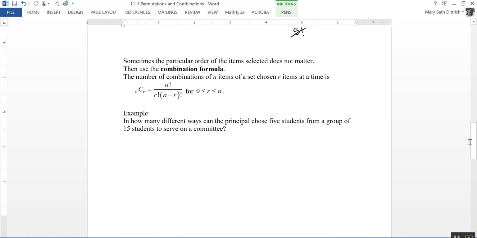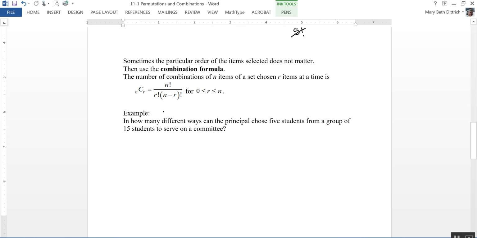Sometimes the particular order of the selected items does not matter, so it doesn't matter which teddy bear goes in the first spot. Then we're going to use the combination formula, which says the number of combinations of n items of a set chosen r items at a time is this formula here. So nCr is n factorial over r factorial times the quantity n minus r factorial.